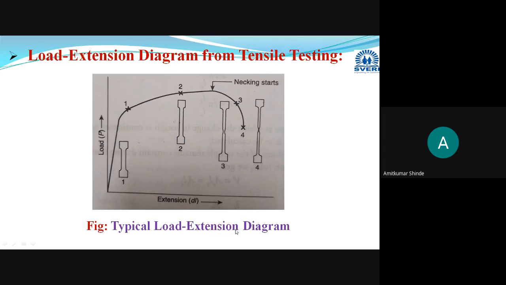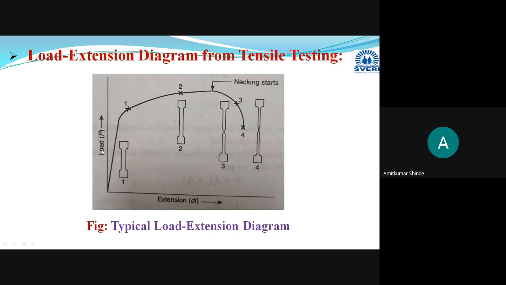This is the load extension diagram. This is the neck formation process, and when the diameter becomes very thin at the end, the component will break into two pieces. For each stage of application of the load, the corresponding change in the length and change in the diameter readings are taken and plotted, and this kind of curve will be obtained.